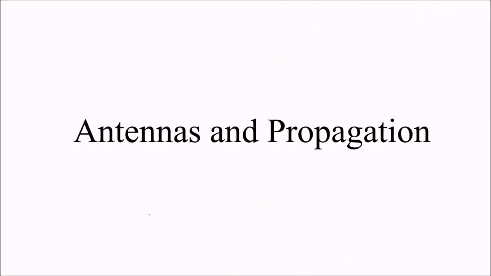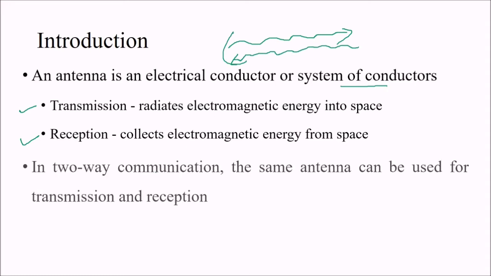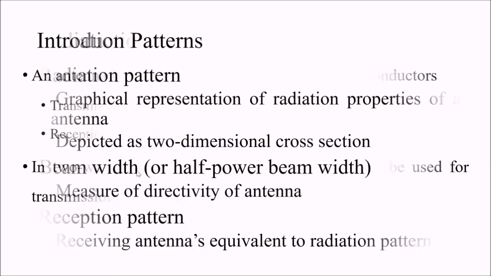So antennas and propagation. We'll see the antennas and propagation today. So an antenna is what? It is an electrical conductor or a system of conductors. In this antenna you have transmission and reception. Transmission radiates electromagnetic energy into space, and reception collects the electromagnetic energy from space. In two-way communication, the same antenna can be used for transmission and for reception.